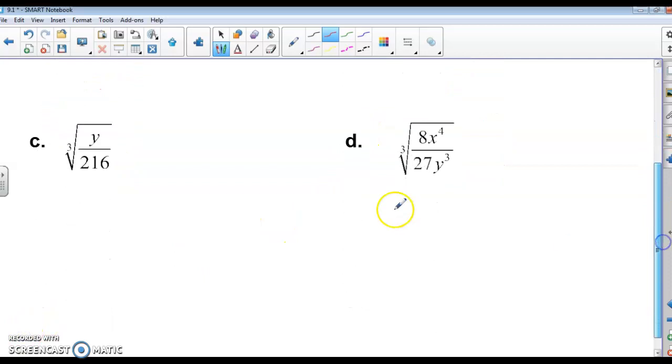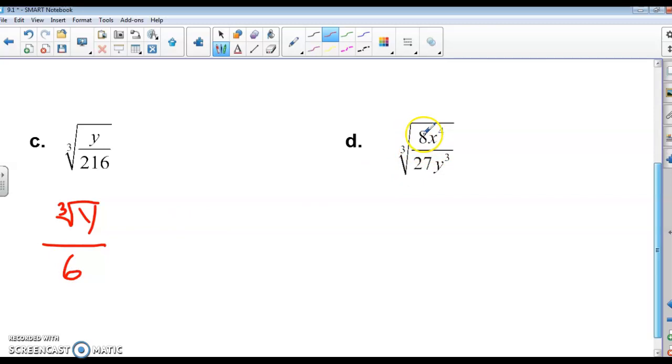And down here we have the cube root of y over 216. Just like yesterday, we're going to take the cube root of the top and the bottom. If you have the cube root of a fraction, it's the cube root of the numerator and the cube root of the denominator. The cube root of y will just be the cube root of y. Nothing we can do about that. And 216 is a perfect cube. That would be 6.